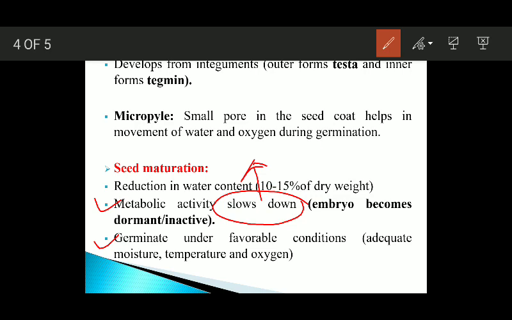When the favorable environmental conditions return, that means adequate moisture is there in the environment, temperature is optimum, and there are enough oxygen levels, then the seed can germinate. So you can remember, when seed maturation occurs, its water content gets reduced, its metabolic activity slows down, that means the embryo becomes dormant or inactive for some time period. Then finally, when the favorable environmental conditions return, that means there is adequate moisture, optimum temperature, and abundant oxygen, the seed can germinate and give rise to a new plant.